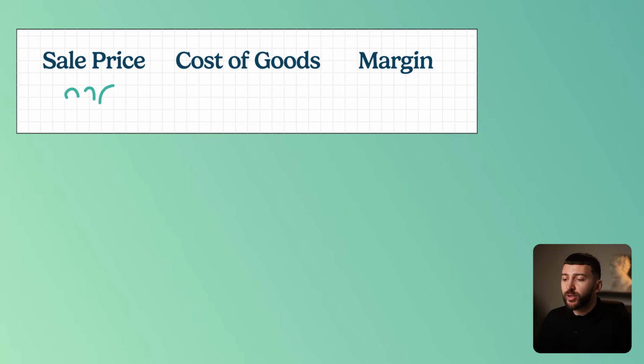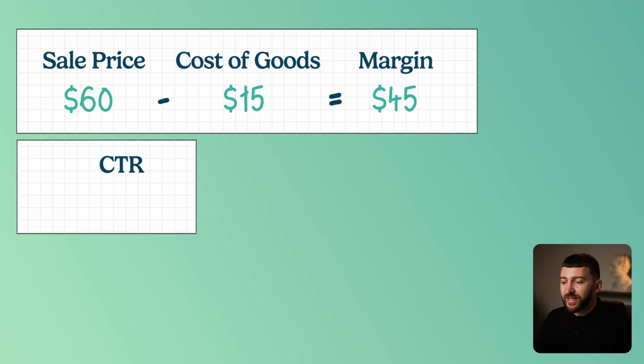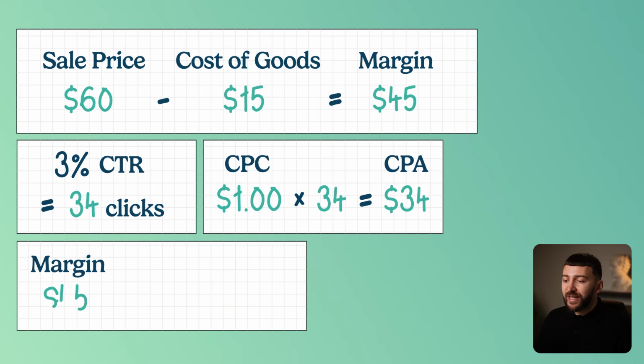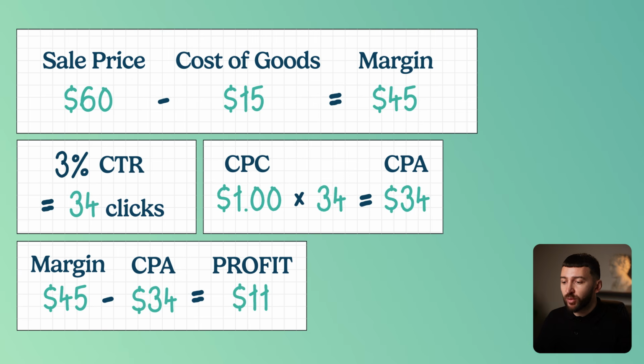So if we're selling a product for $60 and it costs us $15 to fulfill, that gives us a $45 margin. If our store's conversion rate is 3%, that means we need 34 clicks to achieve a sale. If we pay $1 per click, it means we pay $34 to achieve a sale. Meaning if our margin is $45 and we spend $34 to achieve a sale, we make an $11 profit. So a dollar cost per click is just about profitable for us in this scenario.